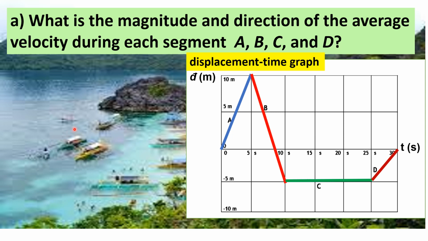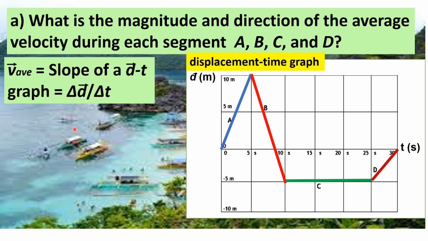For question letter A, finding the average velocity during the time interval represented by each segment of the graph, we use the slope formula for a displacement time graph. Let's start with segment A.